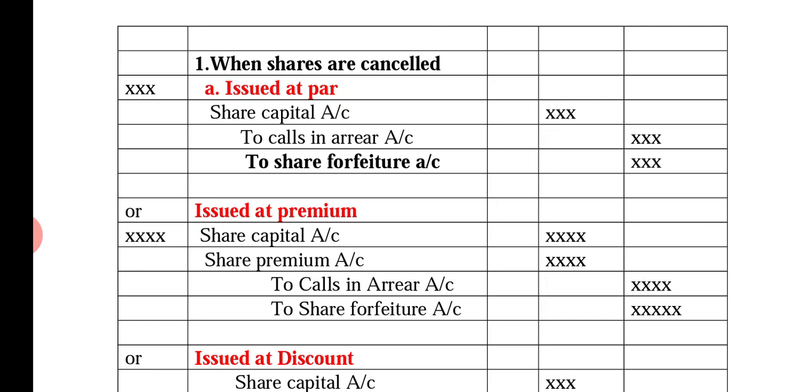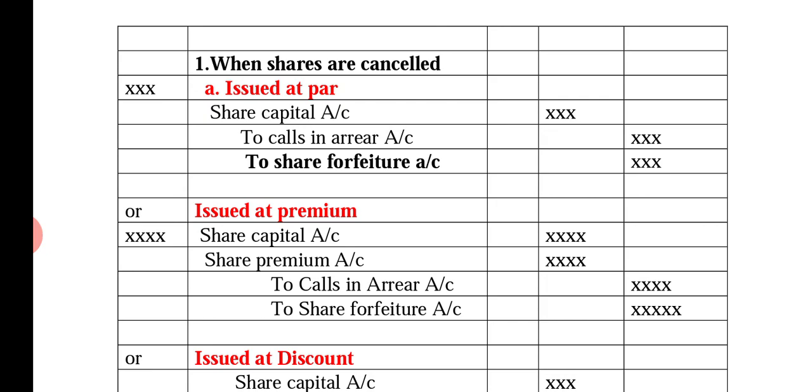If the premium is collected, the premium is a profit. The profit is not returned to the shareholder, so you need not cancel the share premium account. At this time, when the premium is collected, you pass the journal entry just like the one passed in the issued at par case: share capital account debit, calls in arrear account debit, to share forfeiture account credit. This entry is passed at the time the premium is collected.